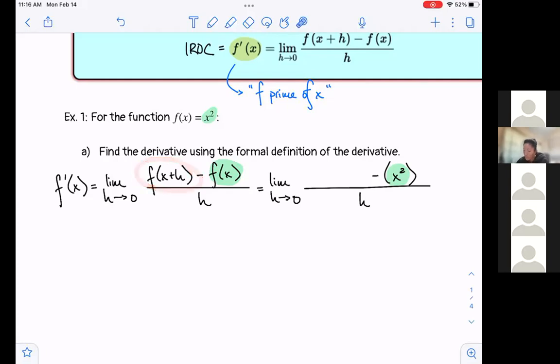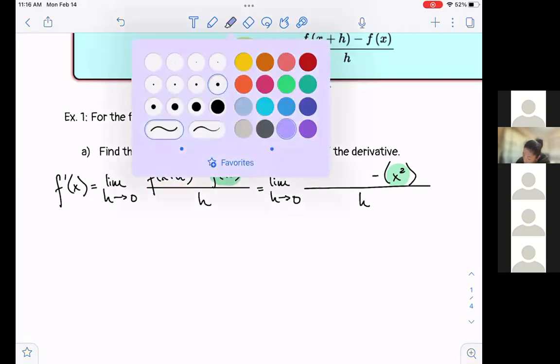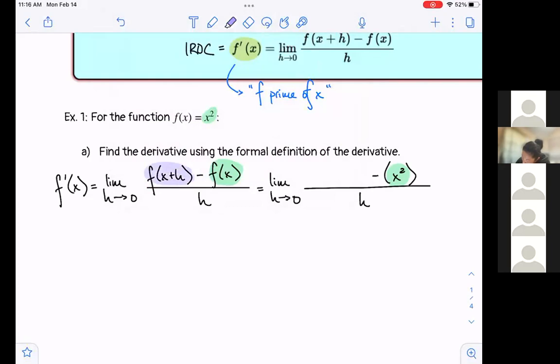Okay. So what does f of x plus h say? It says that everywhere in your function where you have an x, you're going to replace the whole thing with x plus h. And so if I think about this function that we have, this is really saying something squared. So if my input is x, I take x and I square it.